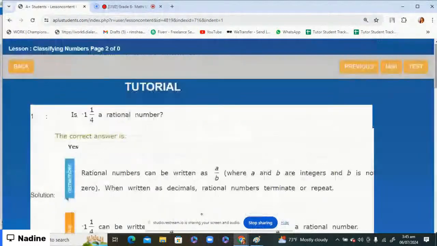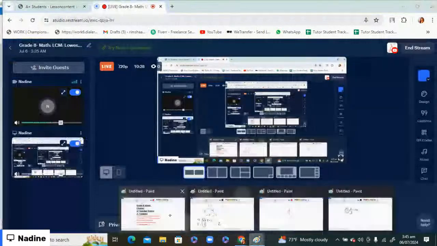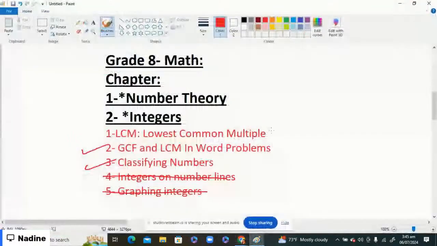All right. Hope you guys understand these three lessons. So today we covered only these three lessons: LCM, the lowest common multiple, GCF and LCM in word problems, and classifying numbers. Okay. So for the next session, make sure you practice these questions. And if you still need any help with any question, you can contact the tutors on Skype, available Monday to Friday, 5 to 9 p.m.